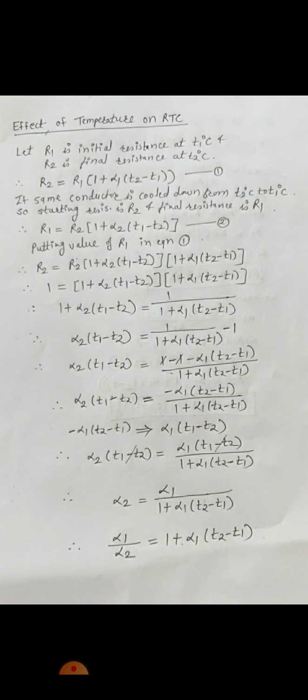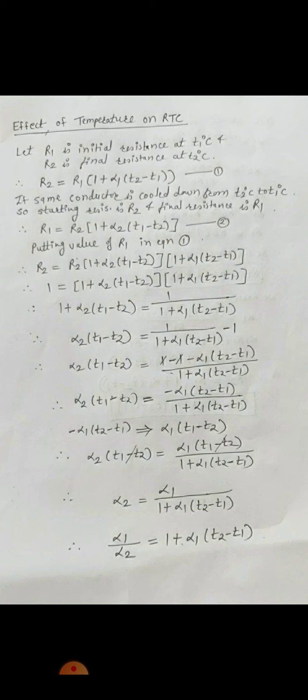Now next we have to see the effect of temperature on RTC. For that, let R1 be the initial resistance at T1 degree Celsius, and R2 the final resistance at T2 degree Celsius. So we get R2 equals R1 times 1 plus alpha 1 times T2 minus T1. Now if the same conductor is cooled from T2 to T1 degree Celsius, the resistance changes from R2 to R1, so the starting resistance is R2 and the final resistance is R1.